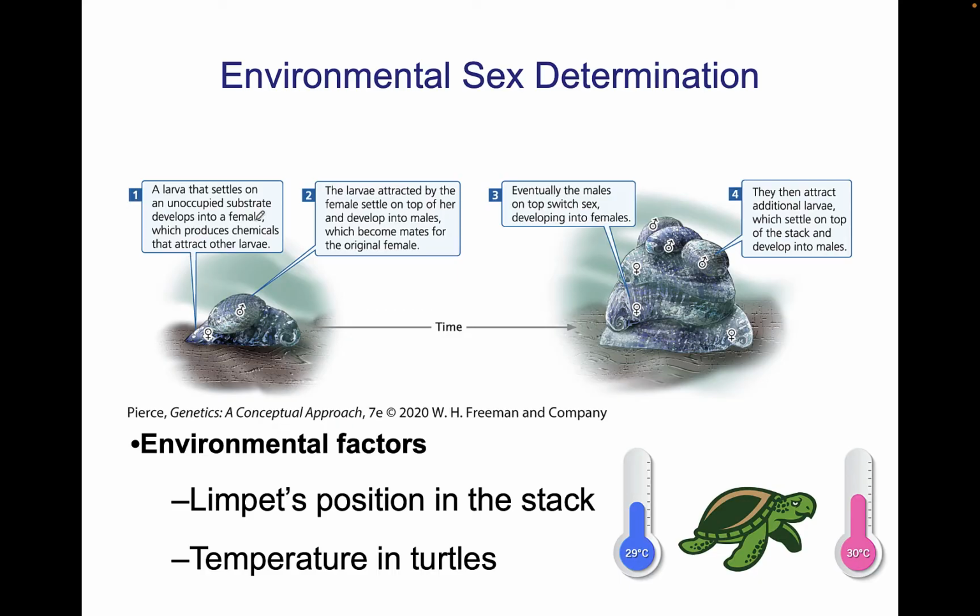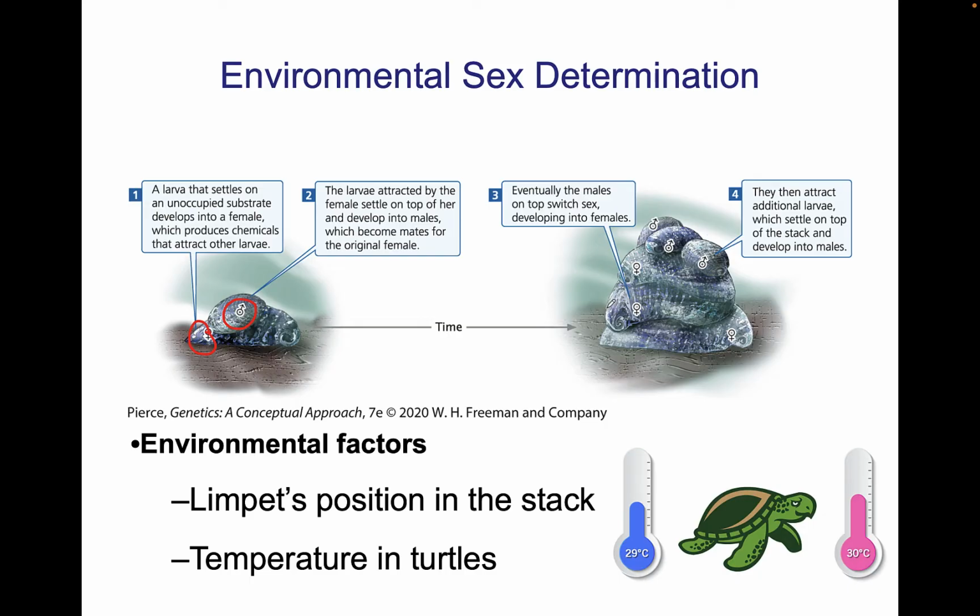As the limpet recruits other larvae to come in and settle there, they settle on top of each other, and the top is always going to be the male. So as you see here, that first one becomes a female. It sends out those chemical signals to recruit other larvae to come. Other larvae come, and the limpet then stacks on top of the female, and now what we have is a male. And it'll keep doing it.